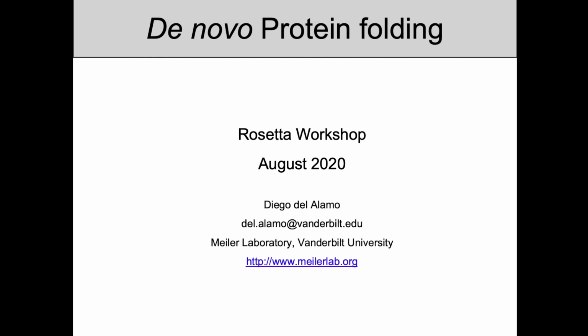I'm a graduate student in Jens Meiler's lab, and I'll be walking you through the process of predicting the structure of a protein from scratch or de novo using an application in Rosetta called Abinitio Relax.